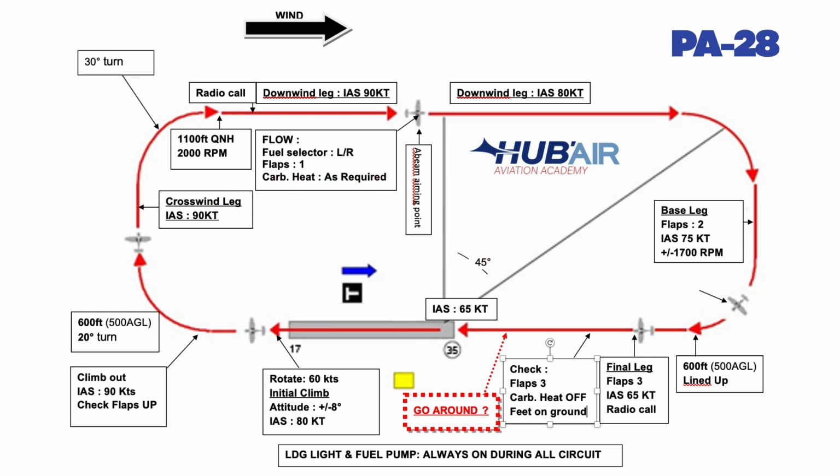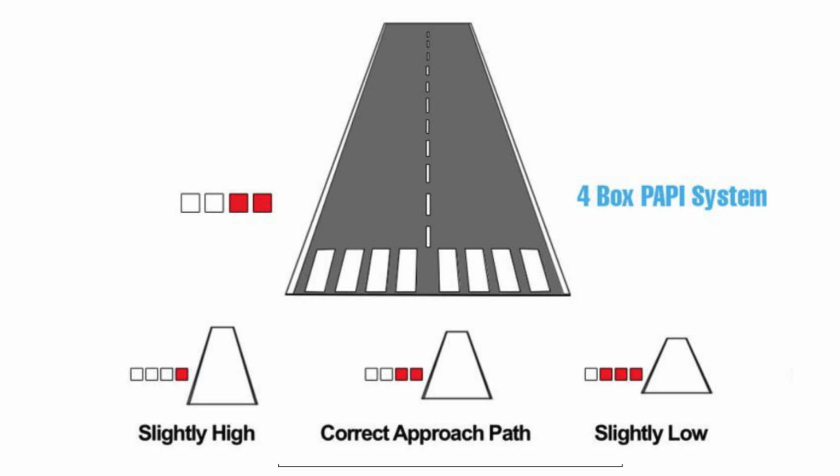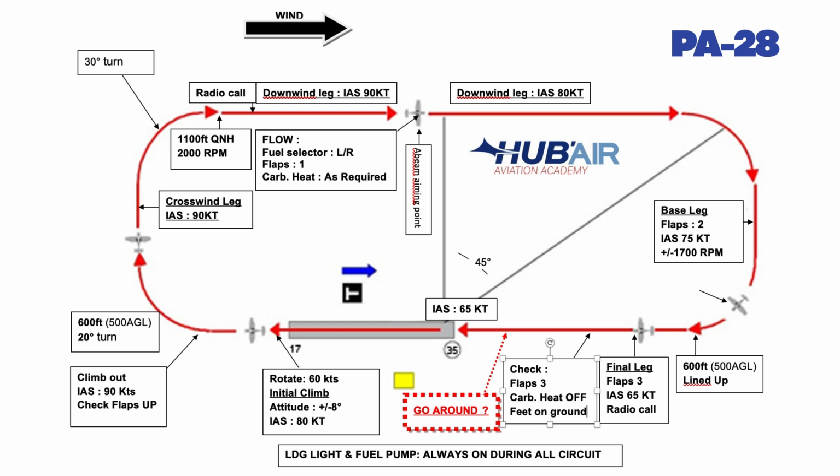Maintain 65 knots and control your glide path. If a poppy is available, use it. Aim for 2 white and 2 red lights. Control your airspeed with power and your glide path with the control stick. If there's a headwind, don't forget to apply the appropriate speed corrections according to the SOPs. During the final checklist, make sure your heels are on the floor to avoid braking upon touchdown.